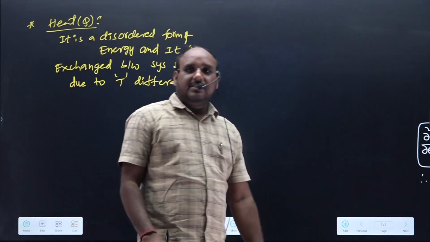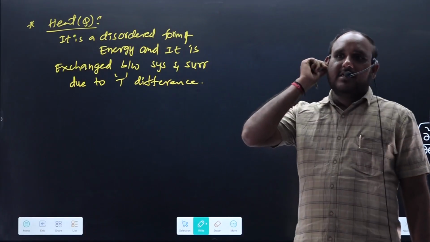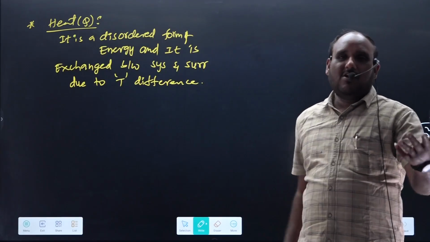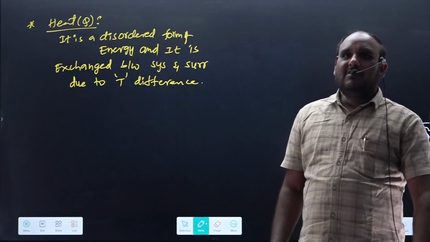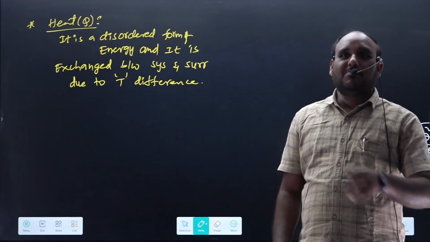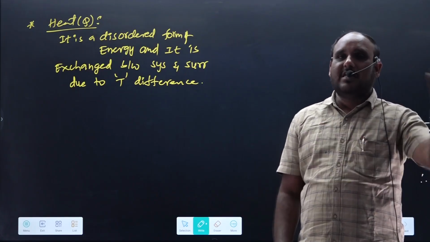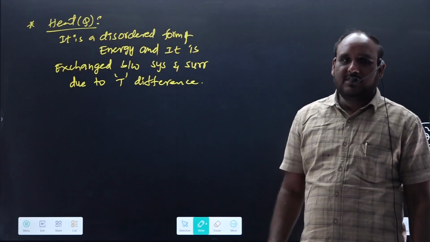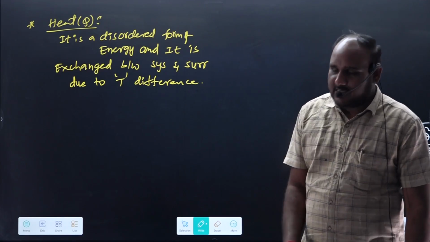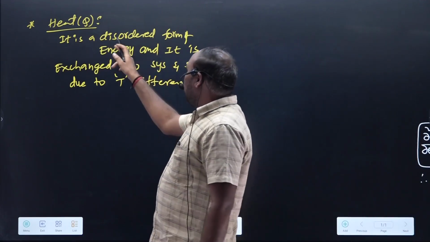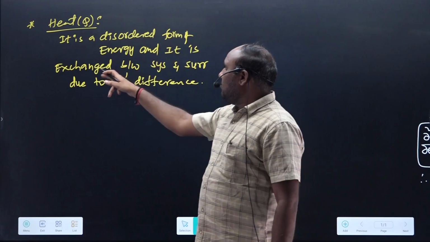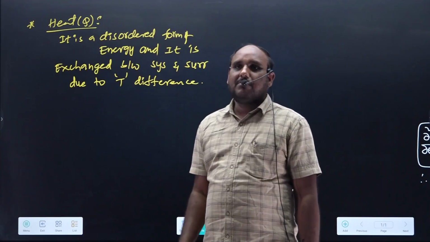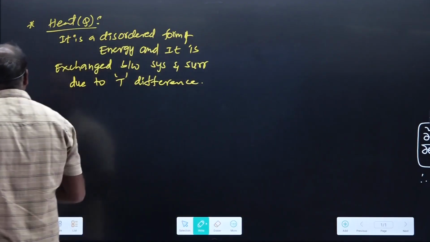What is meant by heat? Heat is a disordered form of energy. There is no particular order, right? If you take some hot water and keep it on the bench, it will be transferred to the environment. There is no proper order to the transfer of that heat to the environment. Randomly, in 360 degrees, it may be distributed into the surroundings, right? So that's why it is a disordered form of energy and it is exchanged between system and surroundings due to temperature difference. That is called heat, right?